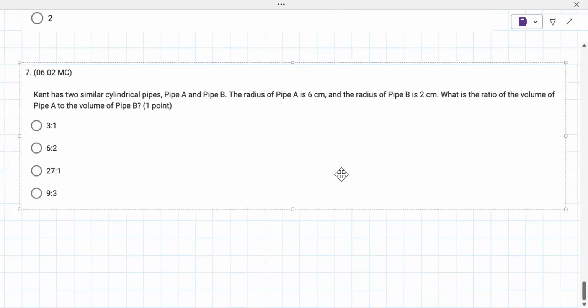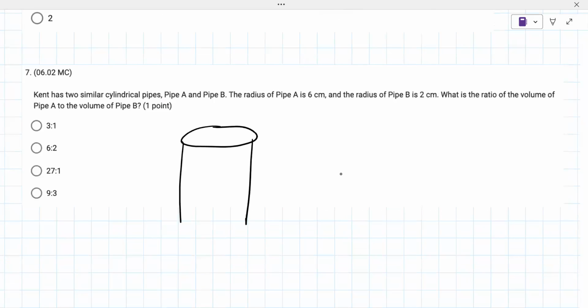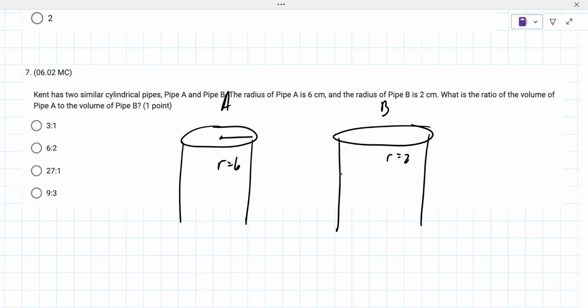All right, Kent has two similar cylindrical pipes, pipe A and pipe B. The radius of pipe A is 6 centimeters. So here's pipe A, it's got a radius of 6. And pipe B, radius of 2. They're not to scale. What is the ratio of the volume of pipe A to the volume of pipe B? There's a couple of ways to do this. The first is you could arbitrarily choose a height, like 10 if you wanted, and calculate the volume of both.